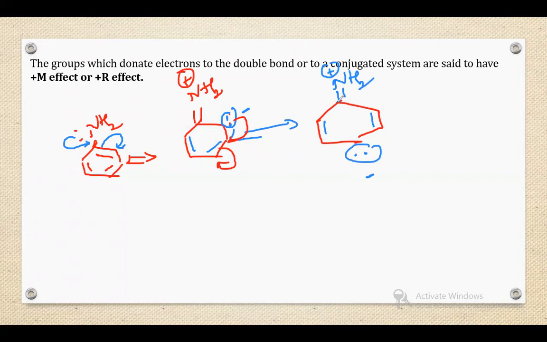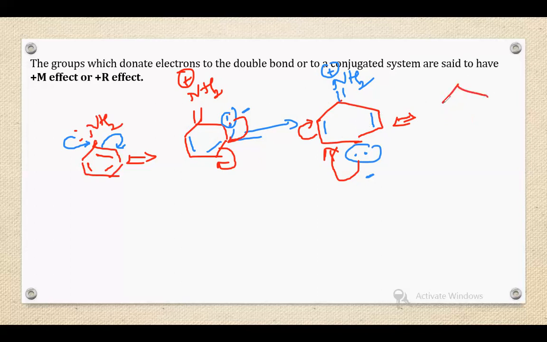Next, this is the delocalization of pi electron or lone pair of electron. If this electron shifts here, then this will shift, and the pair of electron shifts to this position, again from the ortho position to the other ortho position. So we can get a structure like this here.